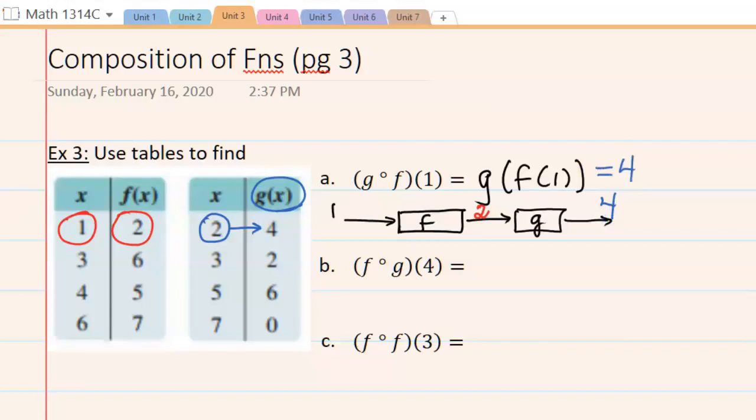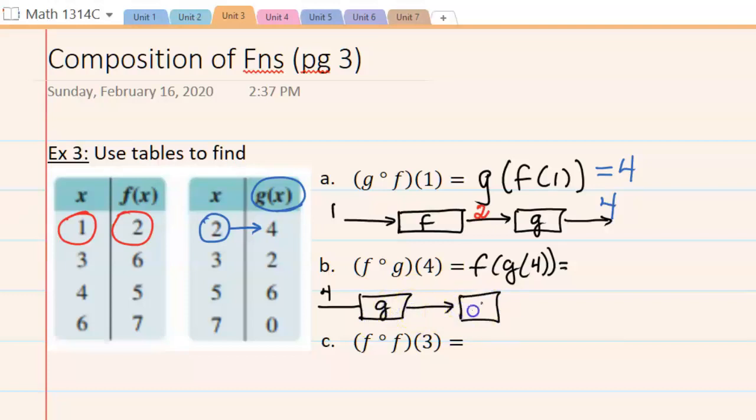Let's try part B. Here we are to find f of g of 4, or f(g(4)). Setting up the boxes, we have 4 going into the g box, and whatever comes out goes into the f box, and whatever comes out of that is the answer. First, we need to find g of 4. Looking at the table values for the g function, we see that 4 is not in the domain of g, so we cannot get an output from the g box. Here we say that f(g(4)) is not defined because 4 is not in the domain of g.